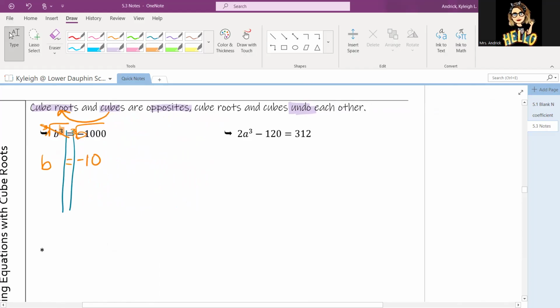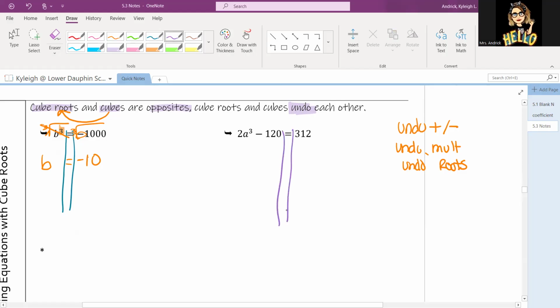Now we have to solve an equation like before. So remember, we undo addition or subtraction first. We always start with addition or subtraction. Then we undo multiplication, and then we undo our roots. Okay, so that's kind of your step process. So let's start solving this.